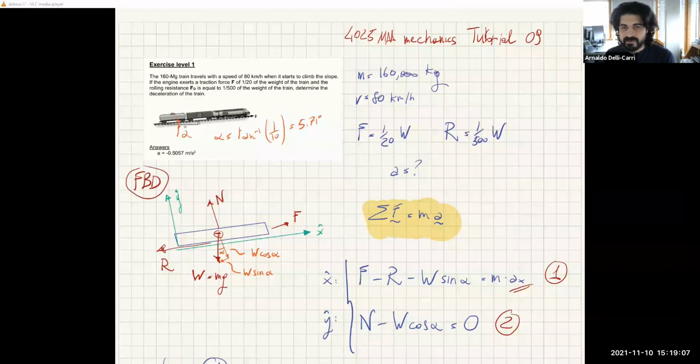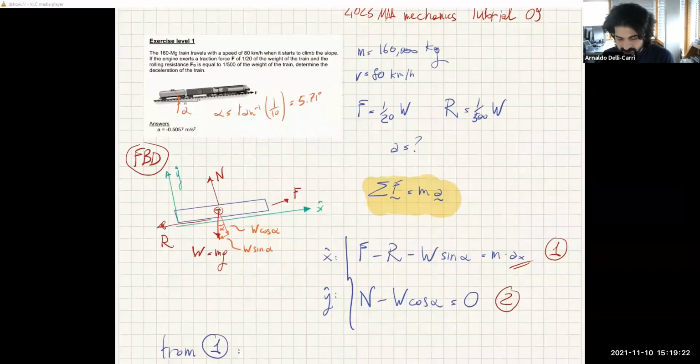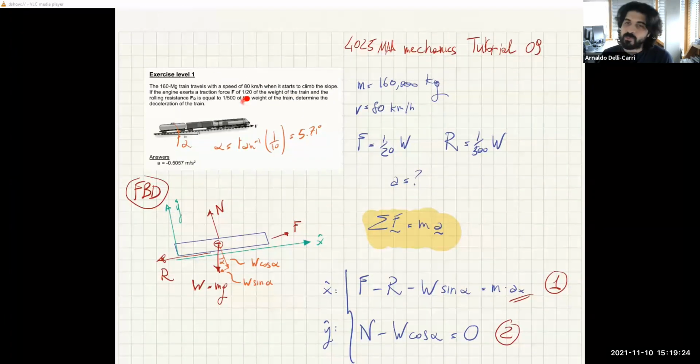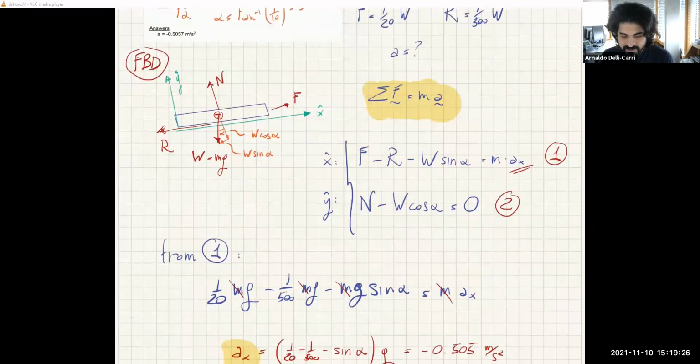That's very important. The velocities are never part of a free body diagram. The free body diagram shows all the forces acting on the body. From the forces come the accelerations, and the accelerations modify the velocity because it's a change in velocity. All right, so this 80 kilometers an hour was not required for the answer.